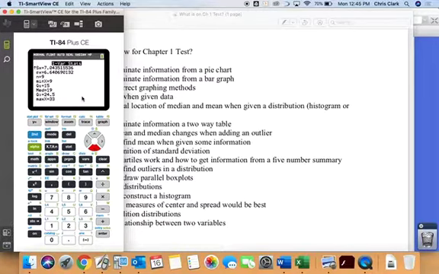Be careful, IQR is an actual number. It's not a range of numbers. So in this case, it would be 9.5, not from 15 to 24.5. Okay.